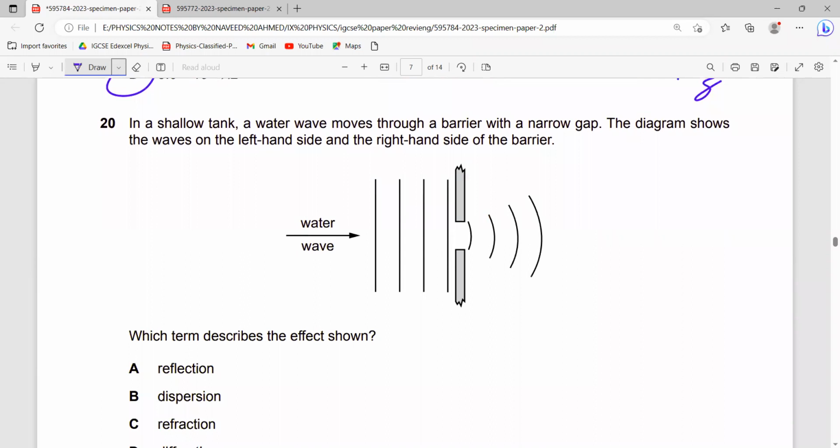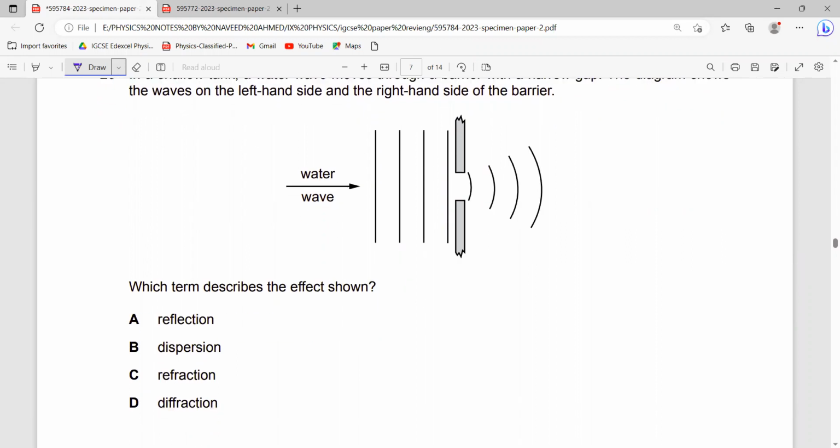In question number 20, this is also a type of question which will save your time. In a shallow tank, a water wave moves through a barrier with a narrow gap. The diagram shows the waves on the left-hand side and the right-hand side of the barrier. Which term describes that effect? You know, this is the bending of the waves when they pass through a small gap. So this process is called diffraction.